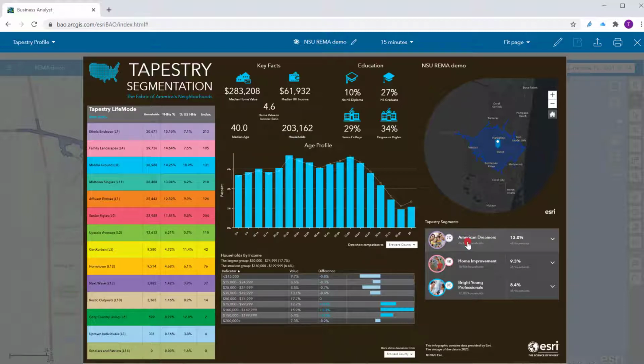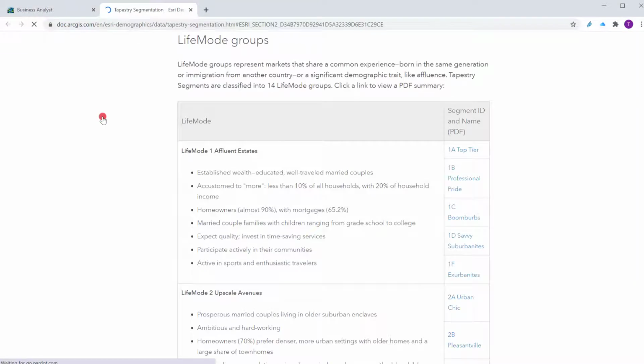Yeah, we have here tapestry segments as well. Yeah, but that's just a highlight. Learn more about tapestry data. So it loads the web page, loads the help.